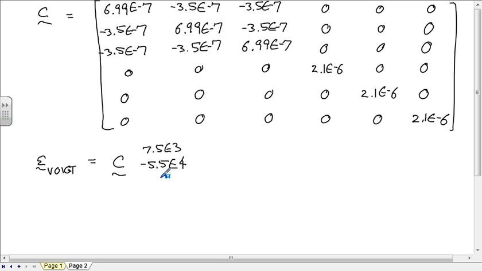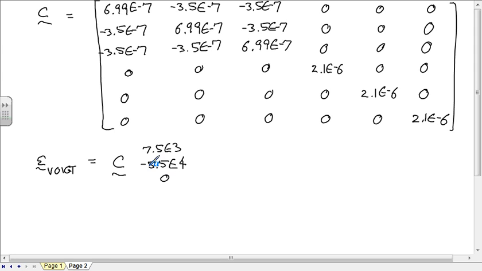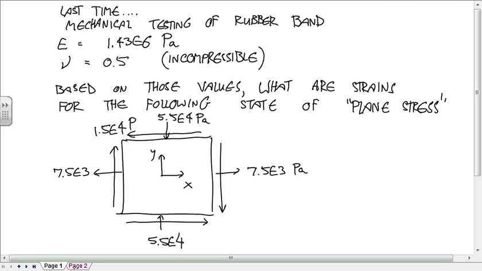Z is 0, and the reason this is called plane stress is that all the stresses that are non-zero act in one plane. So we're not going to have any Z elements for anything. And so we have 0 for the YZ shear stress, 0 for the XZ shear stress, and then 1.5 times 10 to the 4.